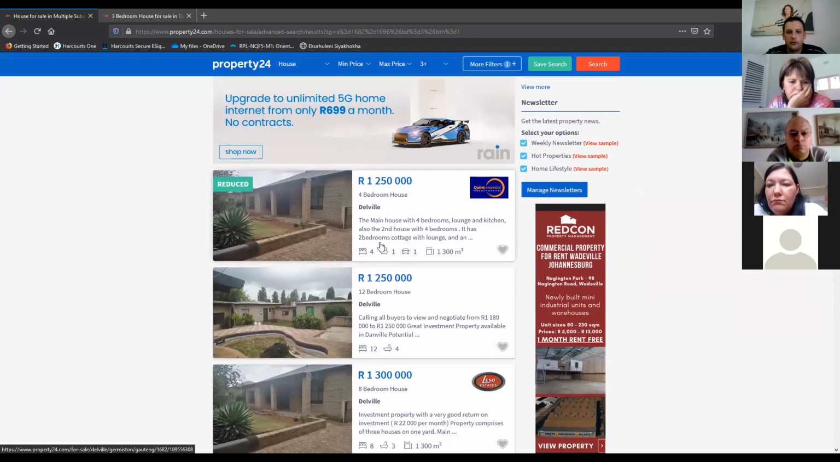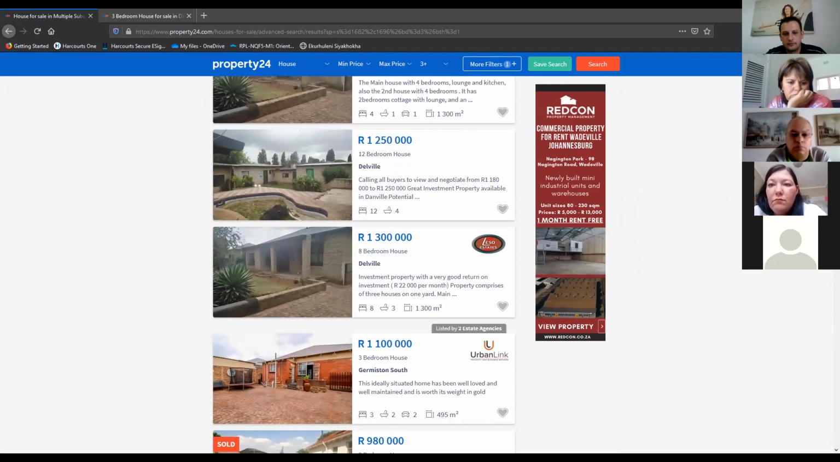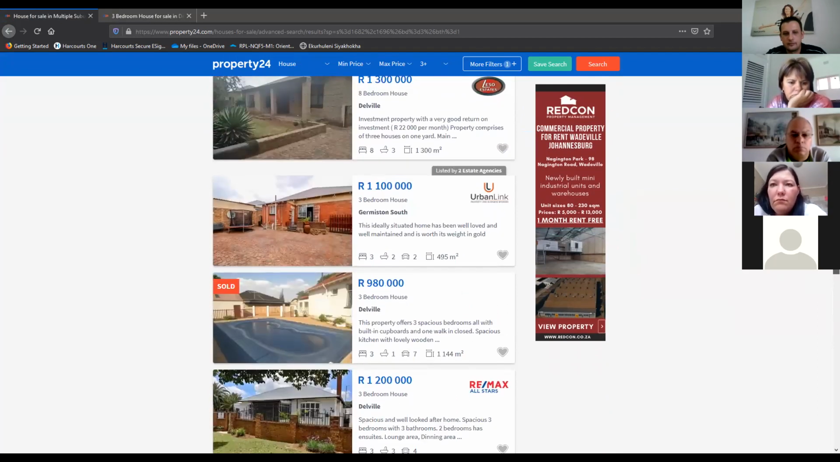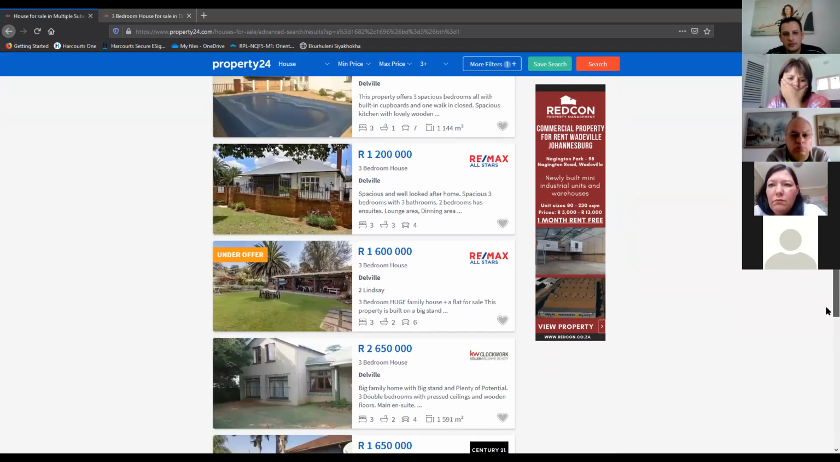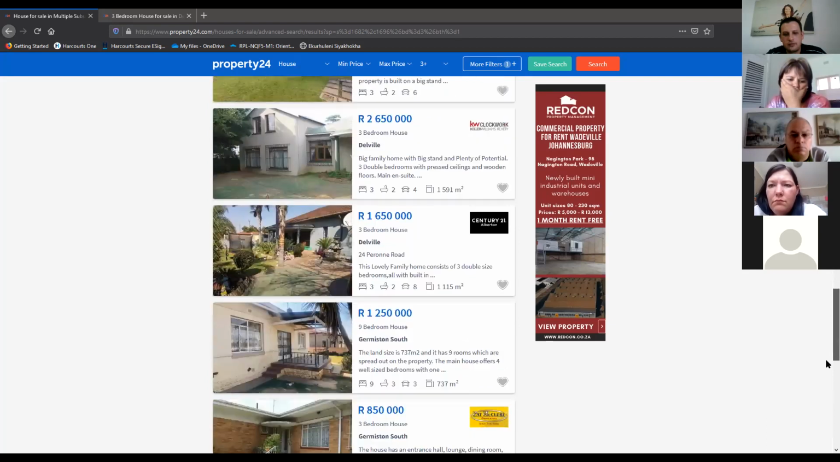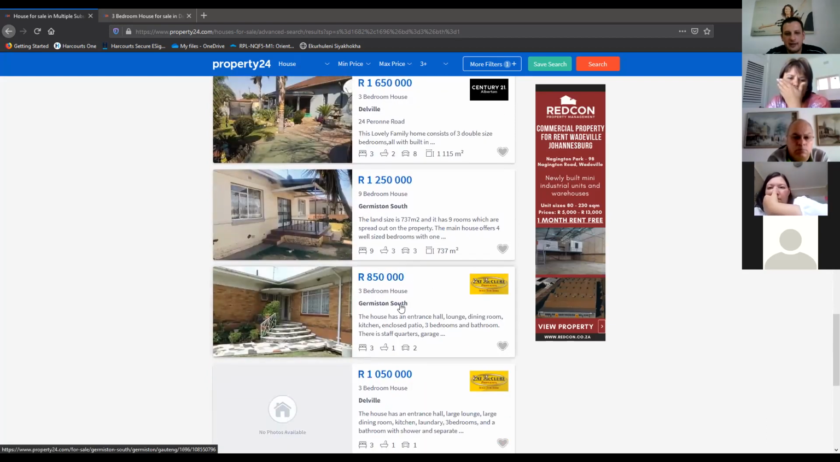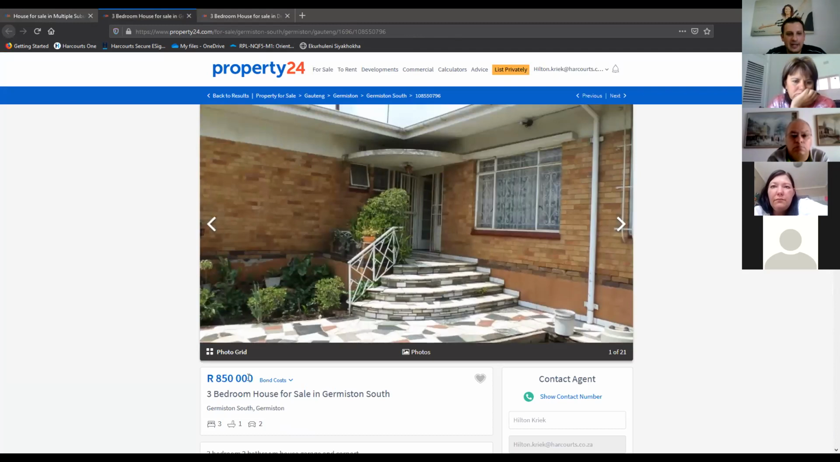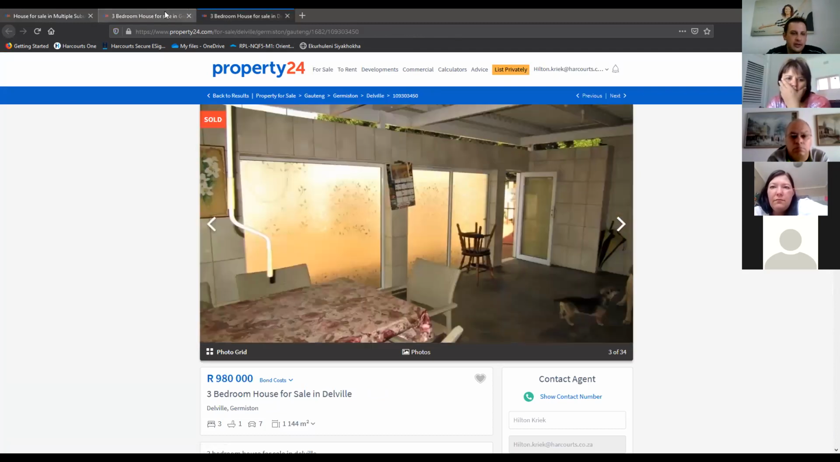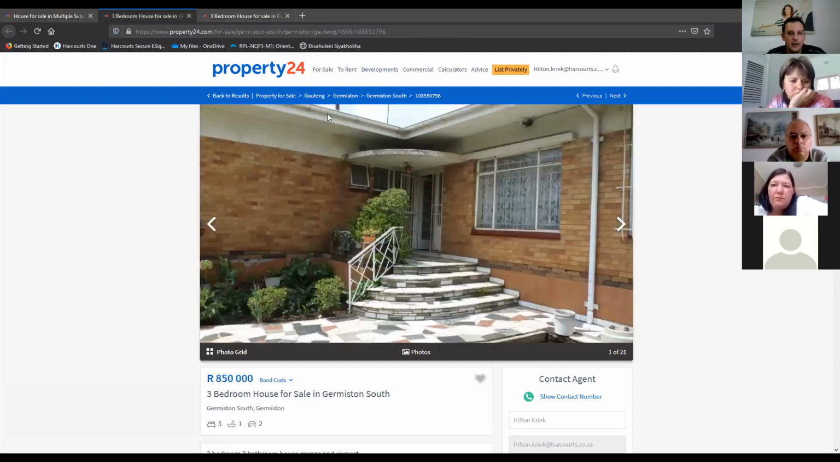Let's have a look. Here we've got a 4-bedroom house with 1 bathroom, but it's only got 4 bedrooms versus 3 bedrooms. So there's a 3-bedroom, 2-bathroom in Germiston South. There we go, Germiston South, 850, typical Pat McClure. So here we've got one at 850, which is almost 130,000 Rand less than the one in Delville.